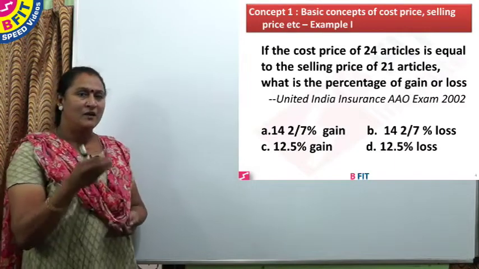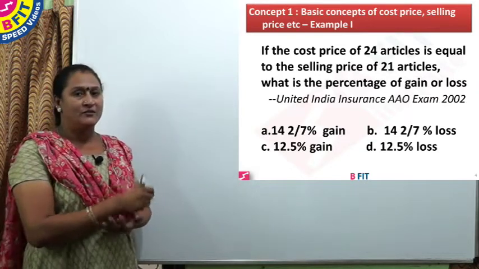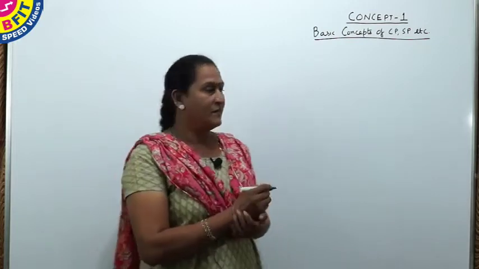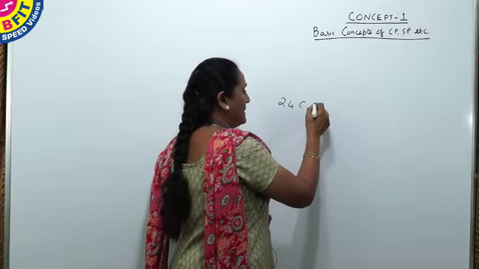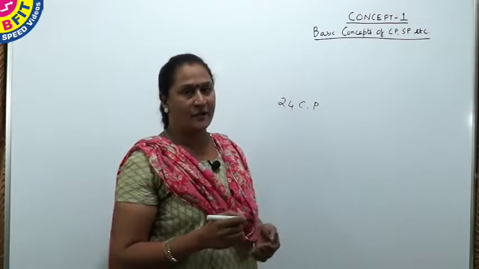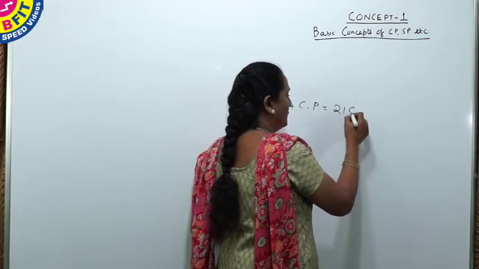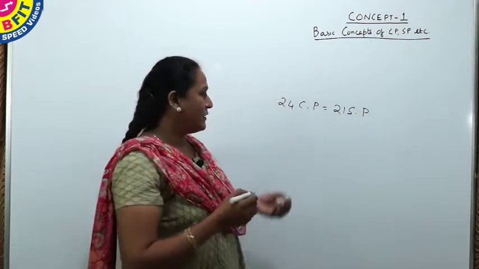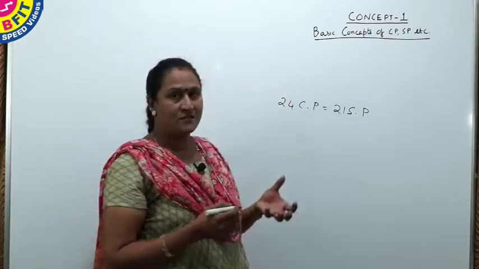Sometimes you may get confused reading the text, so we will see how to proceed in a simple pattern. In the question it is given the cost price of 24 articles. As you read the text, you form the equation. So 24 CP is equal to the selling price of 21 articles. Now seeing this, you may think that it is the loss percentage, but actually this is profit percent.